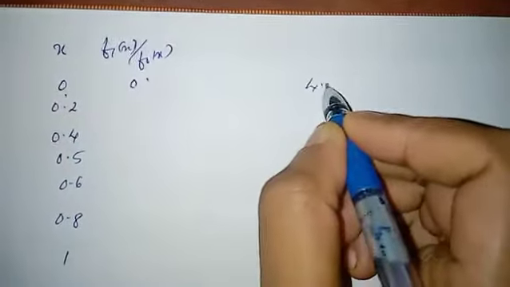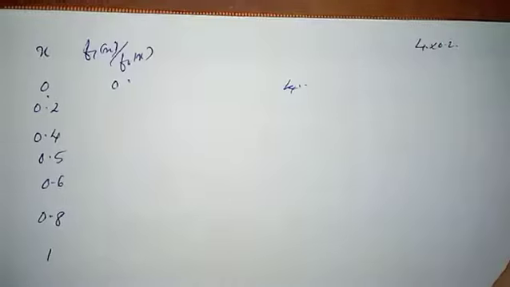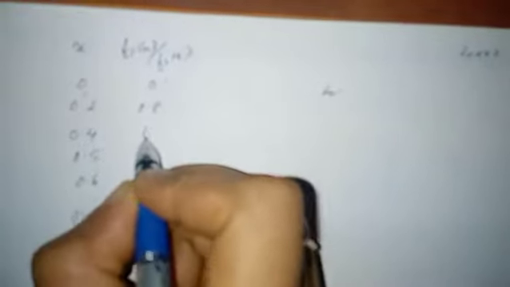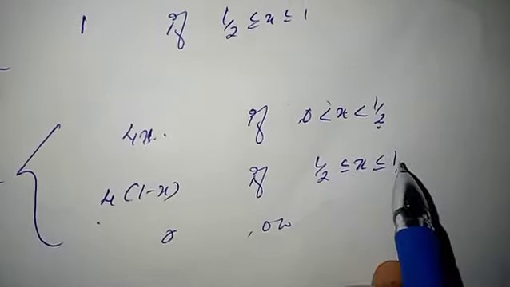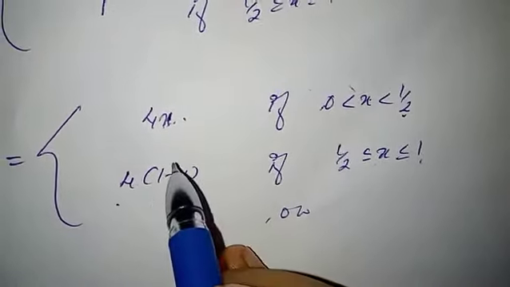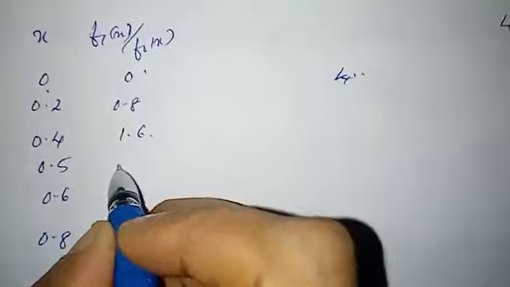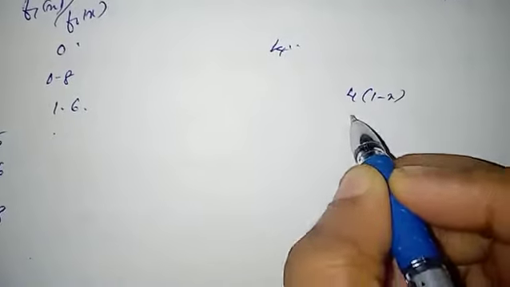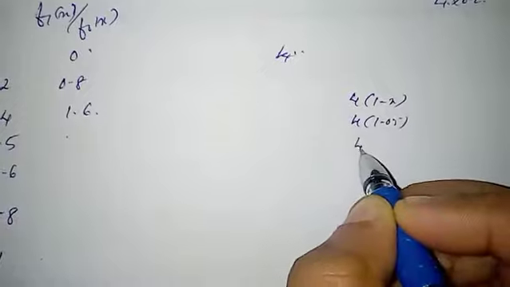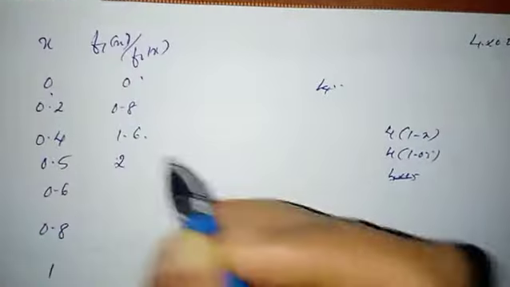Here for x equal to 0.2, then you have to take 4 into 0.2, right? That is 0.8. Here also 4 into 0.4, that is 1.6. Then here 0.5, right? That is 1 by 2. If x takes the value 1 by 2 to 1, then the ratio is 4 into 1 minus x, right? Then what is the value? 4 into 1 minus x, that is 4 into 1 minus 0.5, then 4 into 0.5, which is equal to 2, right?